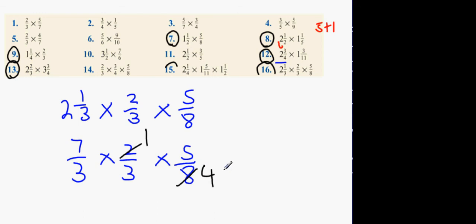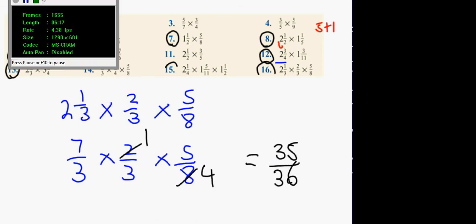And that can't be cancelled any further. So what's 7 times 5? 35. And what's 3 times 3? 9. 9 multiplied by 4? 36. So 35 over 36. Okay guys.